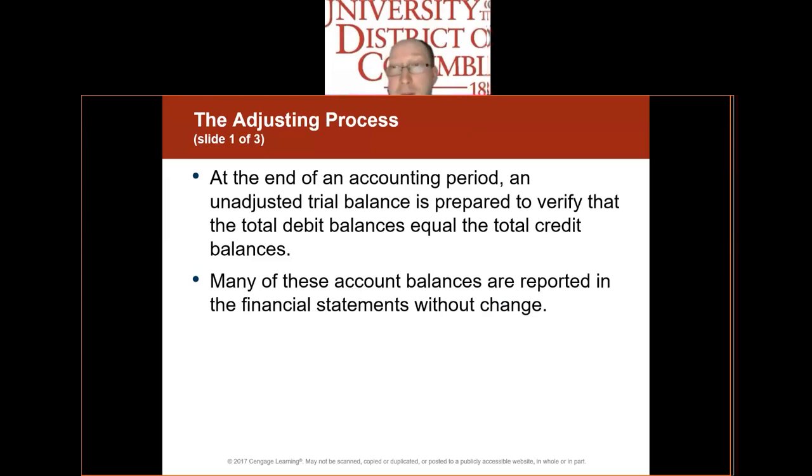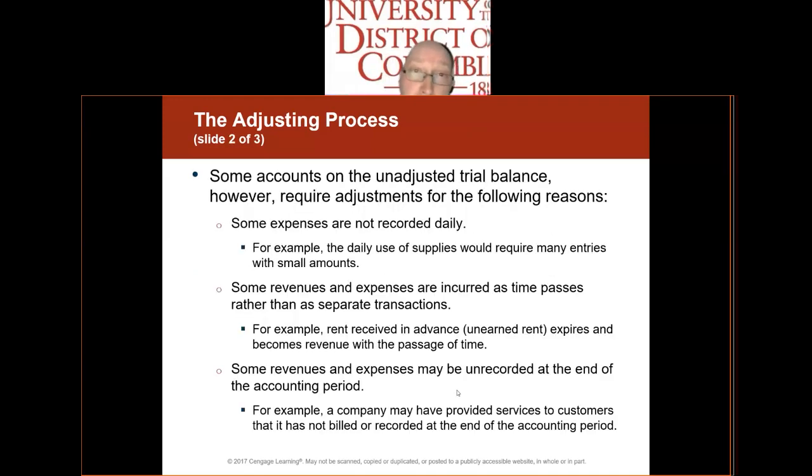The accounting equation must always be in balance. So your debits and credits must always equal. Many of these account balances are reported in the financial statements without change. Now let's talk about the rest of the adjusting process. Some of the accounts on the adjusted trial balance require adjustments for the following reasons. It could be sometimes expenses are not recorded daily. That's one reason. Some revenues and expenses are incurred as time passes rather than separate transactions.